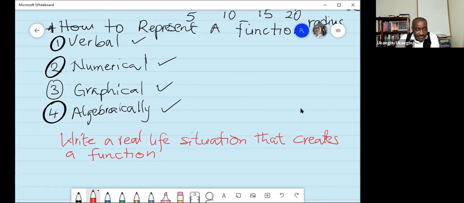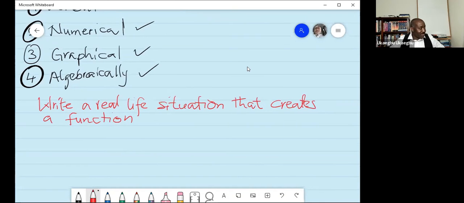Write an example of a real life situation that creates a function. Everybody, you must write something because I'm going to call your name. I'm going to call everybody's name. We have how many students now? Okay, now let's.